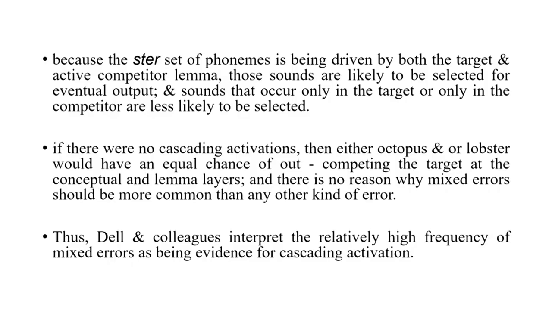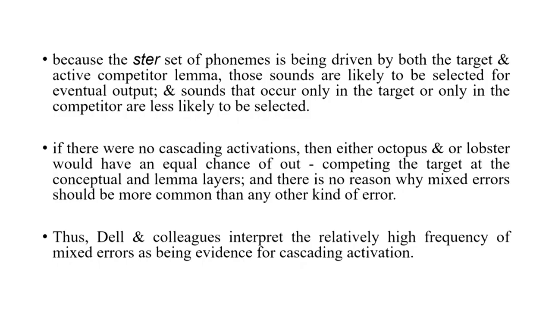Now, given the fact that the "ster" set of phonemes is common to both oyster and lobster, this set of phonemes is going to receive activation both from the target and the active competitor lemma, which is lobster. Therefore, these sounds have a high likelihood of being selected for eventual output. Sounds that occur only in the target lemma or only in the competitor lemma are slightly less likely. So, the first selection that the sound system would make amongst the three candidates is the "ster". The next one would be, what did I want to speak? I wanted to speak oyster, so "oy" or just octopus. It has a slightly lesser probability of getting selected.